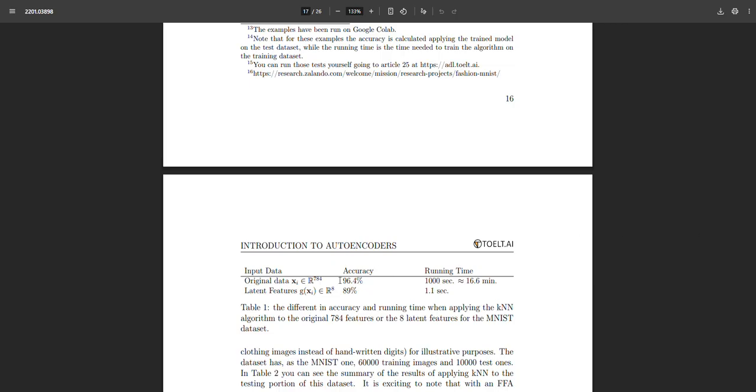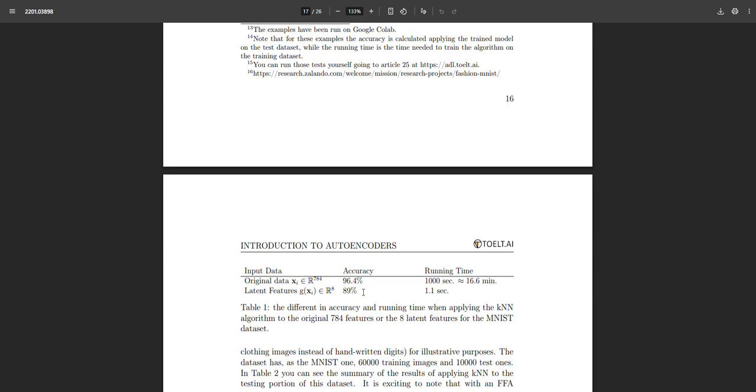However, what happens if we use the same KNN algorithm not on the original data but on the latent feature extracted by the trained autoencoder? For example, using the latent features g of xi from an autoencoder with only 8 neurons in the middle layer, the KNN classification runs in just 1.1 second. That is a gain of a factor of 1000 in running time. The trade-off is the loss of accuracy, however, dropping from 96.4 to 89%, a massive 7.4% drop.